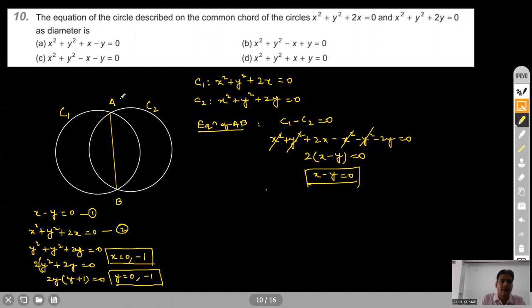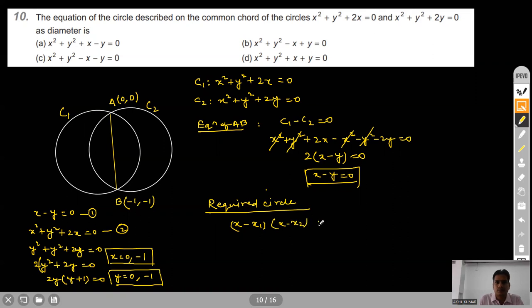So the coordinates of A and B we got as: x is 0, then y will also be 0. And if x is minus 1, y will also be minus 1. Right? So now we got the coordinates of A and B. So our required circle will be x minus x1 into x minus x2 plus y minus y1 into y minus y2 equal to 0.